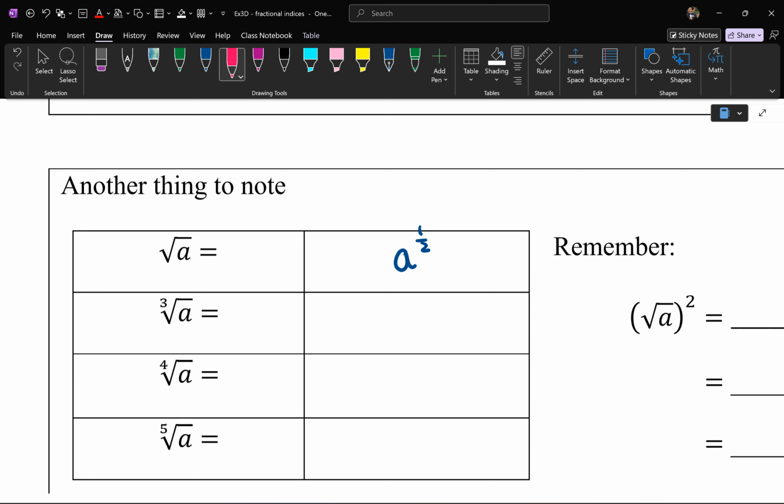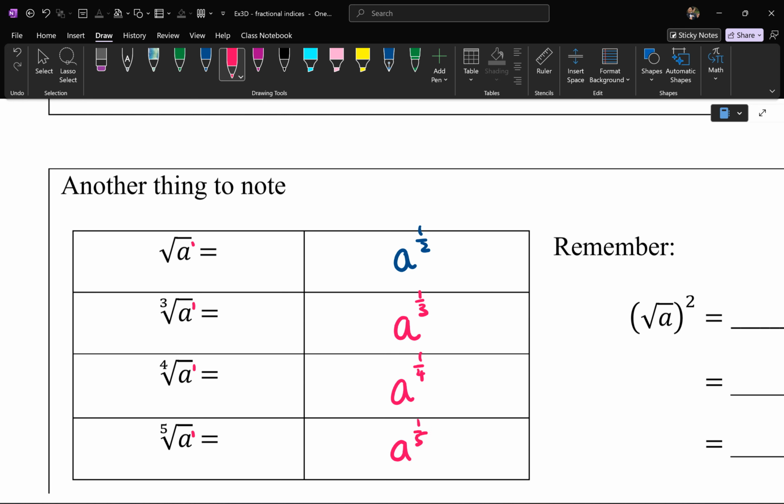But by the pattern, all of them have a to the power of 1 over the root number. So the 5th root, or the 3rd root, or 4th root should be a to the power of what? What's cube root? Mira. 1 over 3 is correct. Next one, 4th root, Jaden. A to the power of 1 on 4. And then 5th root, Sean. A to the power of 1 over 5.